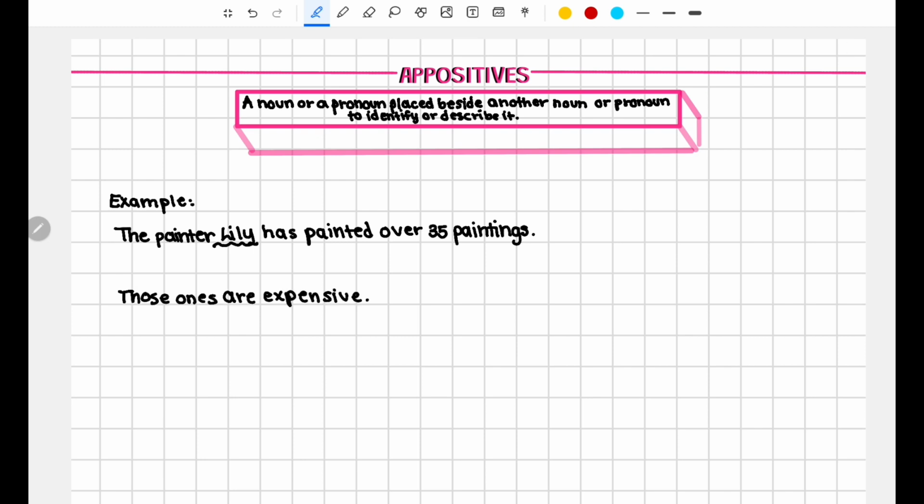In the sentence, "Those ones are expensive," the appositive ones identifies the pronoun those. So remember that it can also be used to describe a pronoun. It doesn't have to be a noun.